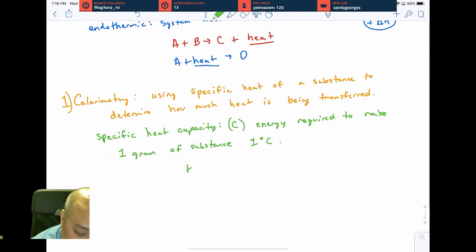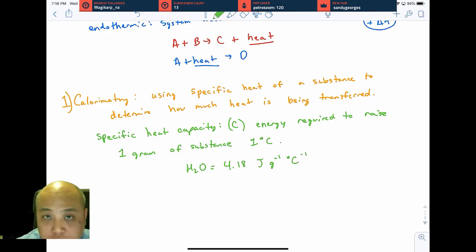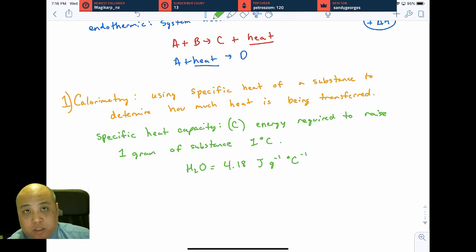And so for water, that's 4.18 joules per gram degree Celsius. So if you have 1 gram of water, to raise it 1 degree Celsius takes 4.18 joules of energy. That's actually a really large number, to be honest with you. Most metals and things like that that conduct heat very well have specific heat capacities of less than 1 or a little bit more than 1.